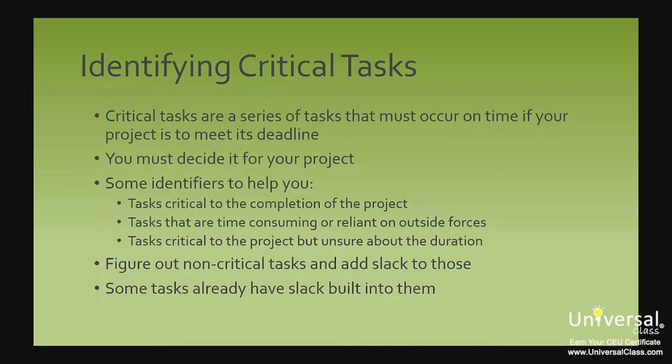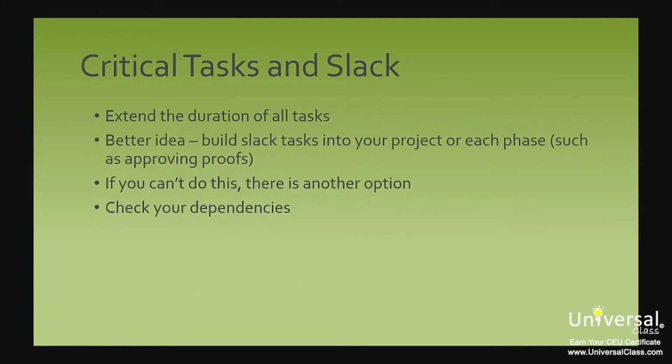That said, some tasks already have slack built into them because they occur during the duration of a longer task, so they share a dependency. You can delay the shorter task until the longer task gets closer to finishing. Here's how you could build some slack into non-critical tasks to accommodate critical tasks and still meet your deadline. The first thing you can do is extend the duration of all tasks. Inflate them by 2 days or figure out the risk of delay with each task and pad them accordingly.